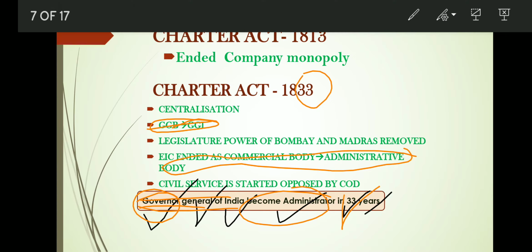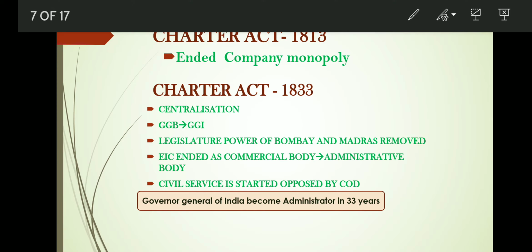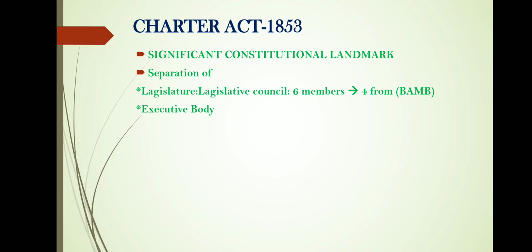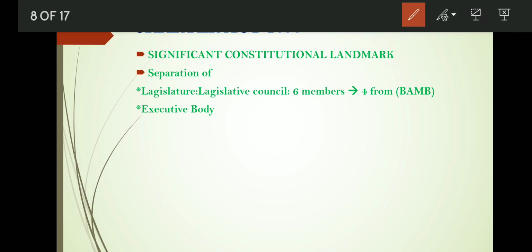So let us go for the next slide. That is the Charter Act of 1853. It was a significant constitutional landmark. Separation of government takes place, that is the legislature and also the executive body. The legislature contains a legislative council with 6 members, with 4 from the Indian presidencies. Those 4 presidencies are BAMB.